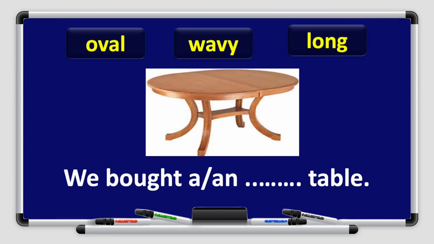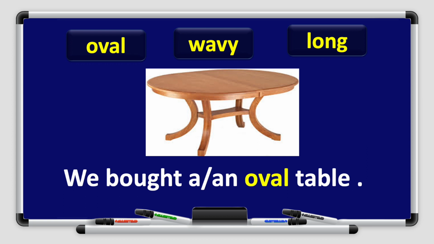We bought a or an blank table. Oval, wavy, or long. Look at the picture. Great job, boys and girls. We bought an oval table.